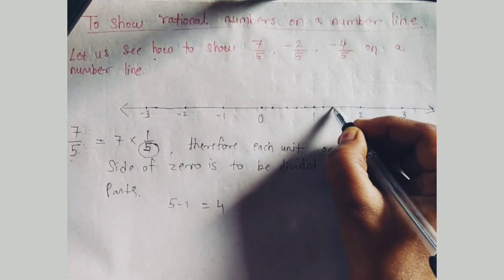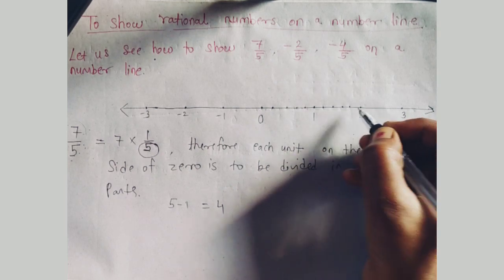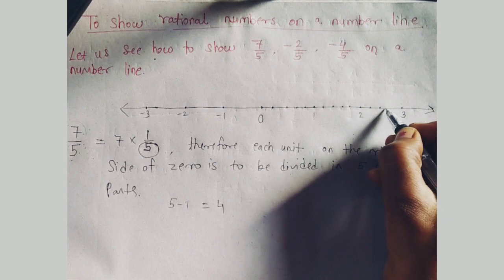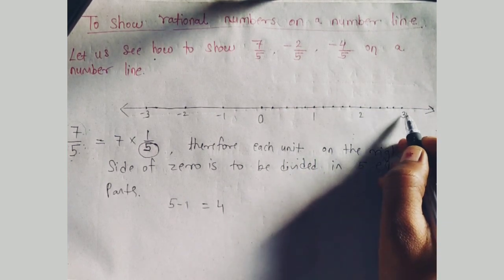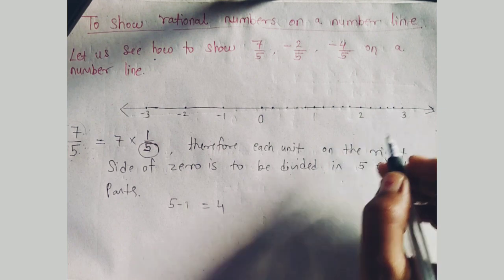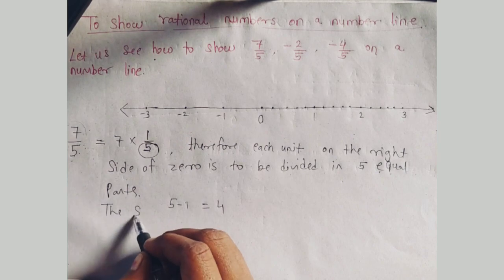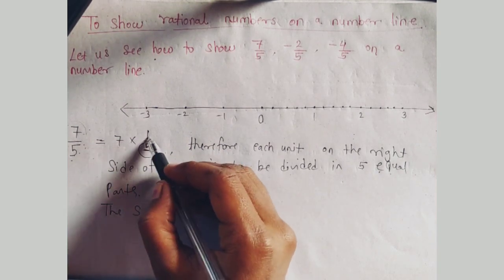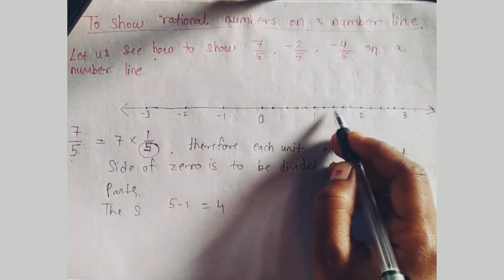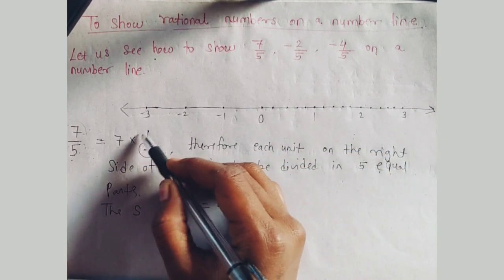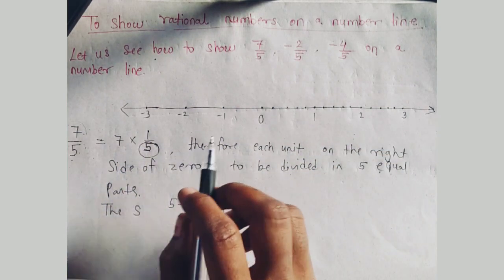Similarly, divide here also. 1, 2, 3, 4 points. Now this is divided in 5 equal parts. Now we have already divided in 5 equal parts. This part we are already done with.